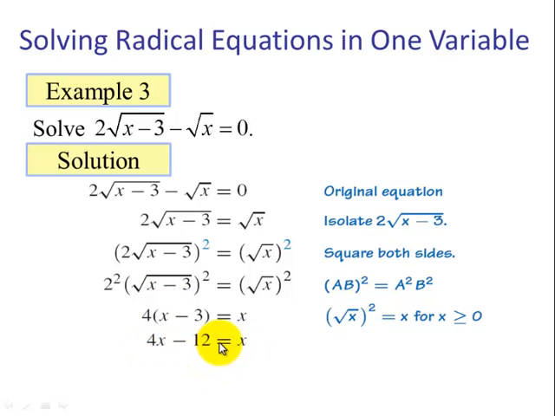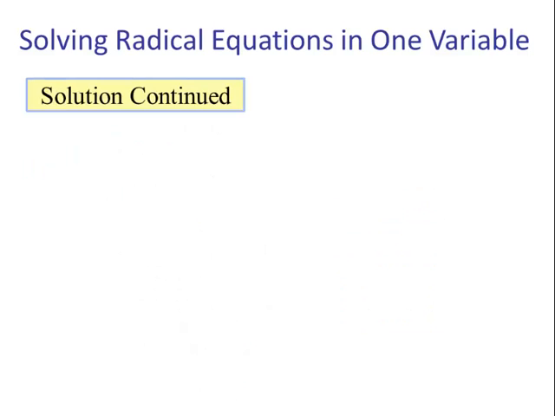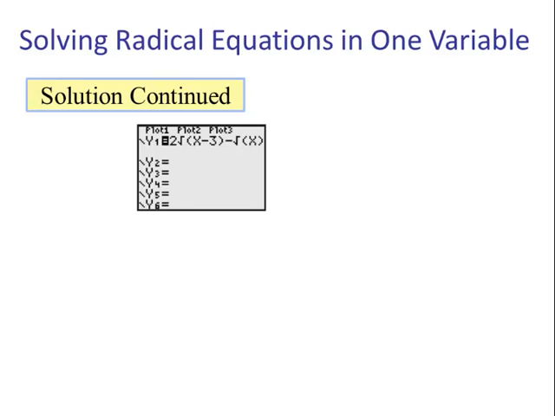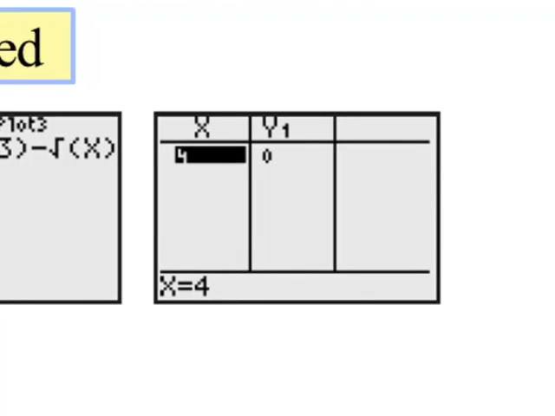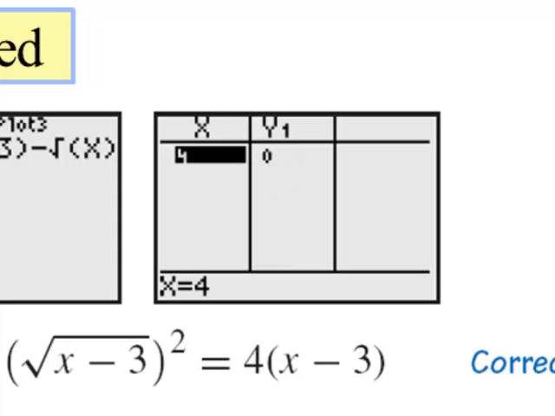Next, we want to subtract x from both sides and then add 12 to both sides. We get 3x equals 12, or x equals 4. To check it, I'm going to use the graphing calculator. I put the left-hand side of the equal sign in y1, and using the table feature, I type in 4, input, and the output is 0. So 0 equals 0. It checks.